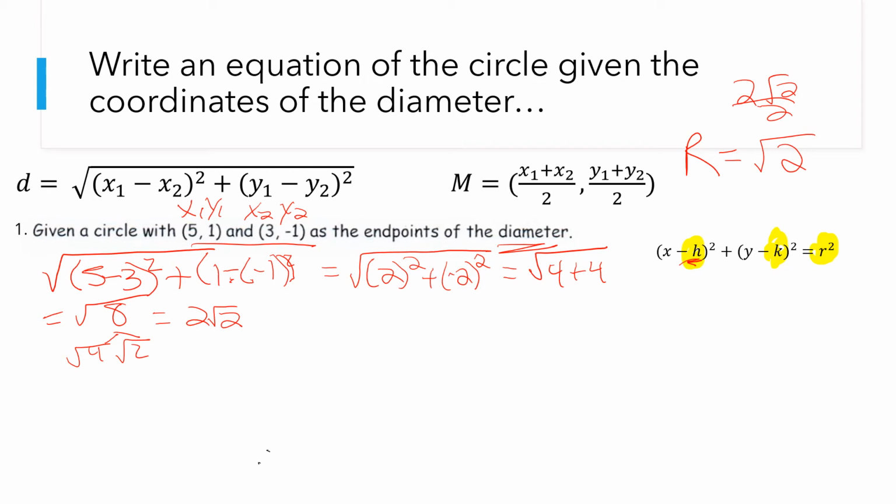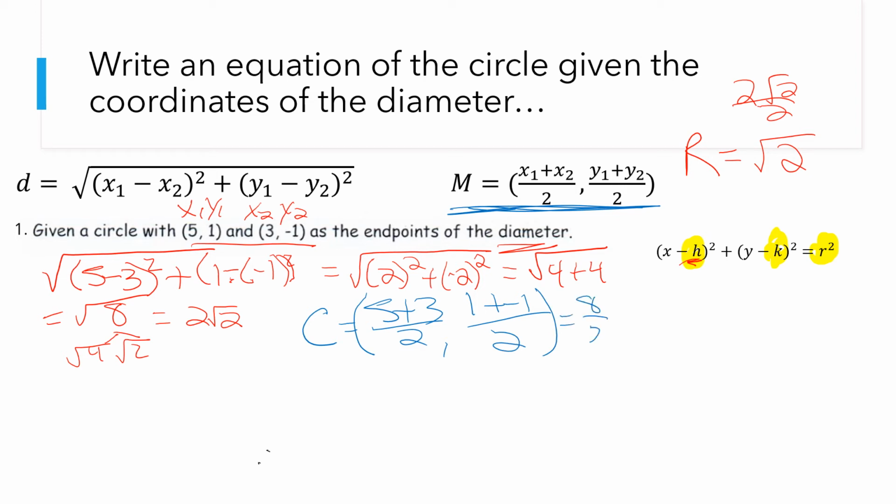Now we need to also find the center. So to find the center, we need the midpoint formula. Here's the formula. I have my x1, y1, x2, y2. 5 plus 3 over 2. And then it's going to be 1 plus negative 1 over 2. It's going to be 8 over 2. It's going to be 0 over 2. 8 divided by 2 is going to be 4. And 0 divided by 2 is 0. So that's my center. That's my radius.